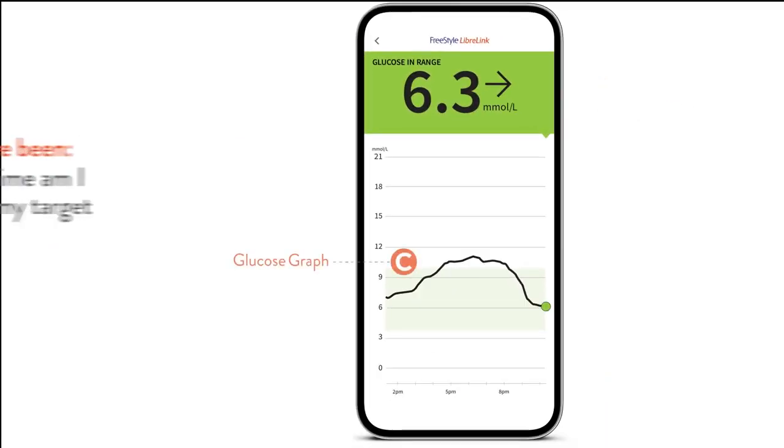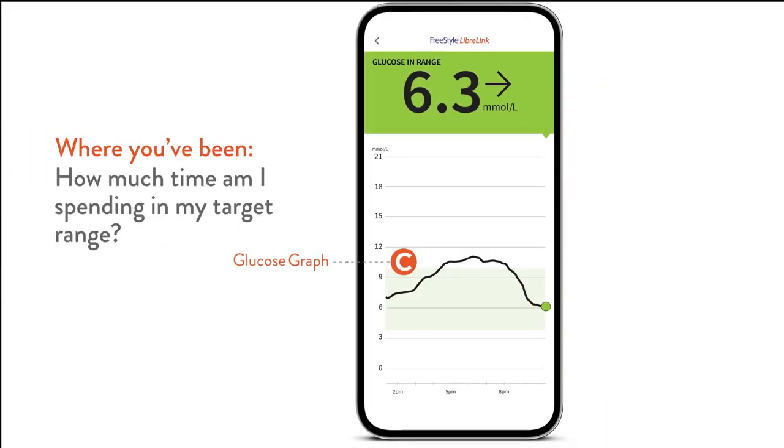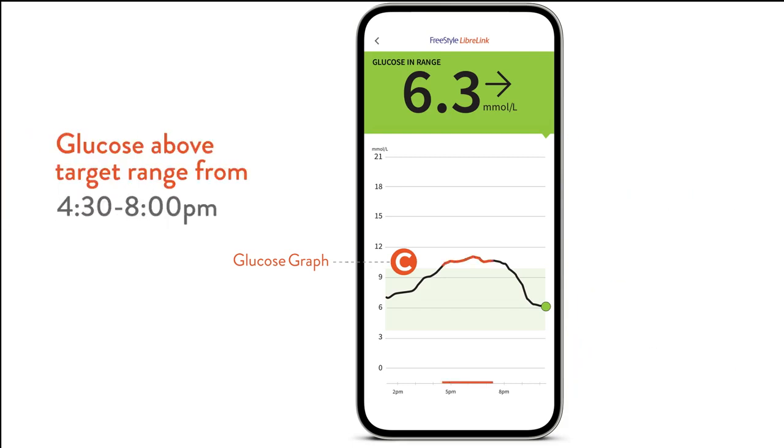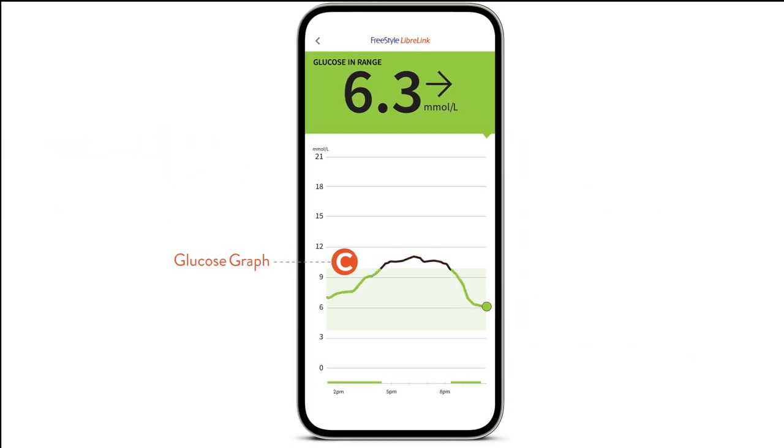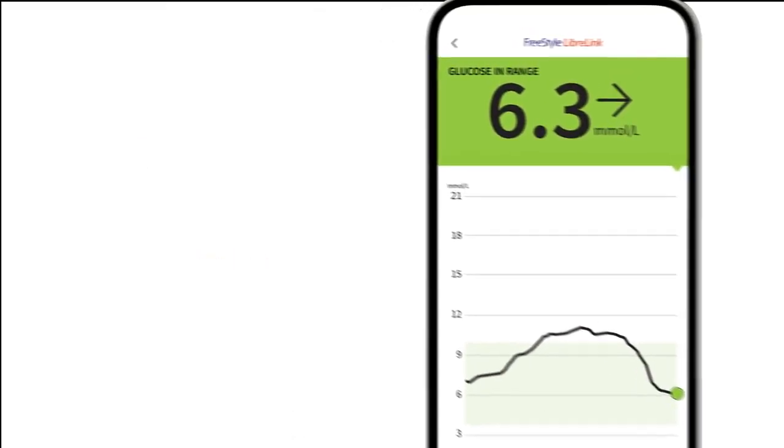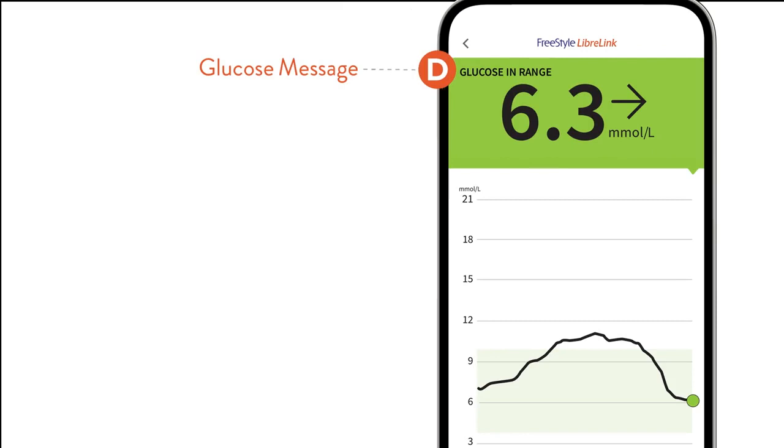The glucose graph tells you where you've been. Ask yourself, how much time am I spending in my target range? And think about when you were out of target range. That big hill between 4:30 and 8 o'clock is where your glucose readings were above target range. But you're back in target now. You were in target about half the time. Finally, this is your glucose message and the background colour. They confirm you're in range.